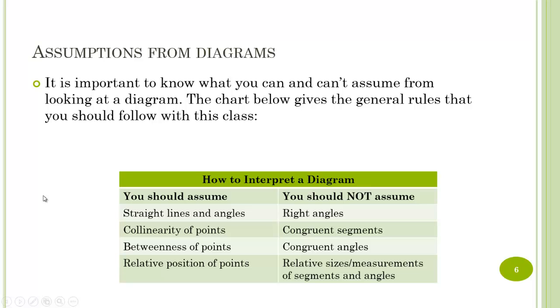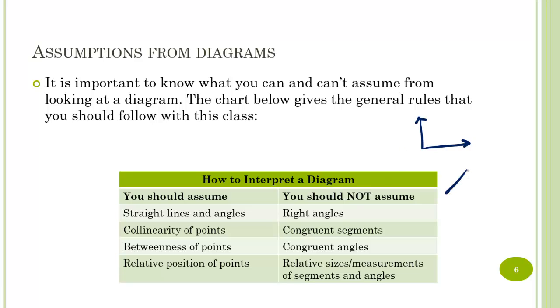Okay, things you can't assume: right angles. Even if you had an angle that looks like that, and I said, what type of angle is that? You should not say right angle. You also cannot assume congruent segments.